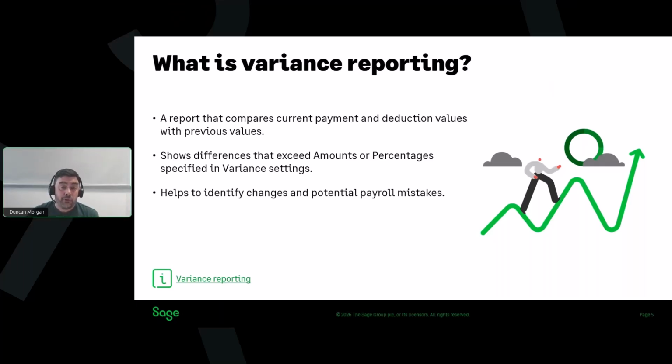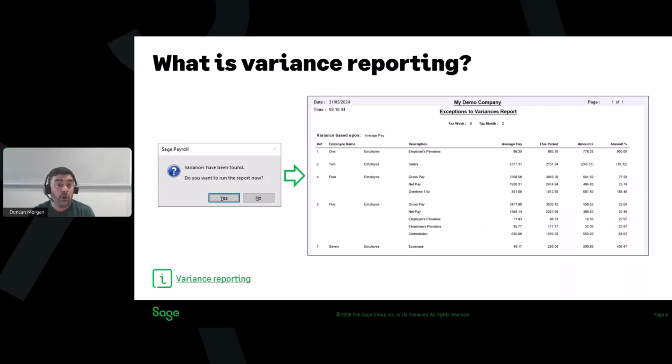Now, to give you a sneak peek of the report, and this report can be generated automatically when you come to run your pre-update reports, this is what it's going to look like on screen. So it'll give you a summary of the employees that have been detected to have variances, a description of where the variance is. It'll show you what it's comparing it with. So you can compare either with the last period's values or an average value over 3 periods, and then the differences in terms of amount and percentage. So that is your main exceptions to variance report, and this is what the whole feature is centered around.